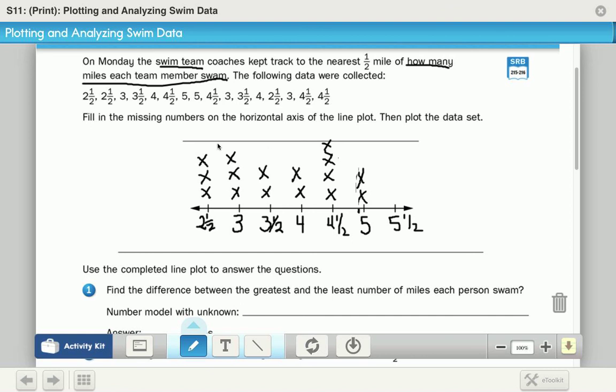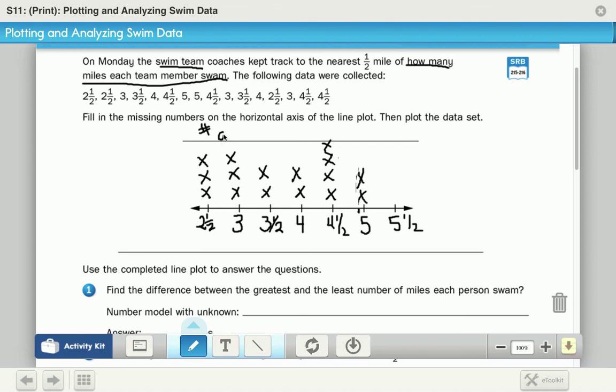I could put how many miles each team member swam if I wanted to, but I'm going to try to make it a little bit shorter because I just want to give the information that is absolutely needed. So, and I can even use abbreviations.